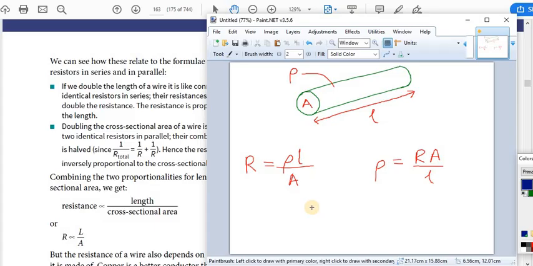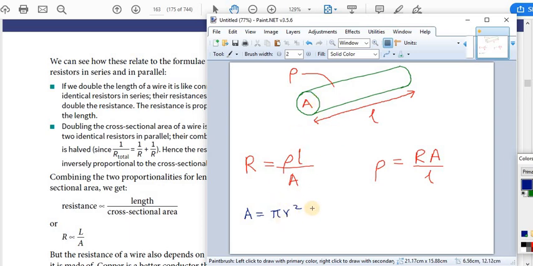Most of the questions that you get don't have the area given directly to you. They will usually give you the diameter of the wire. So when you have the diameter, you know the formula for cross-sectional area, that is pi r squared. So A is equal to pi r squared. This is the area of a circle. So if you want to find this area, you have to use this.